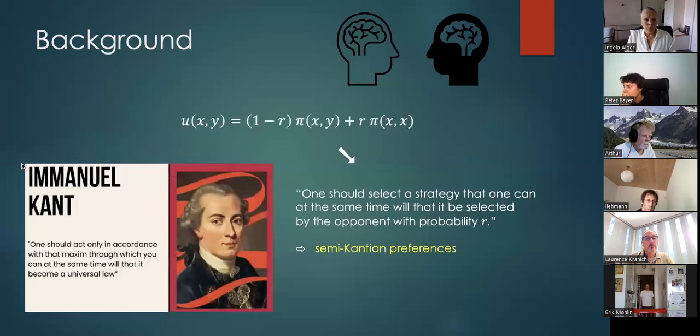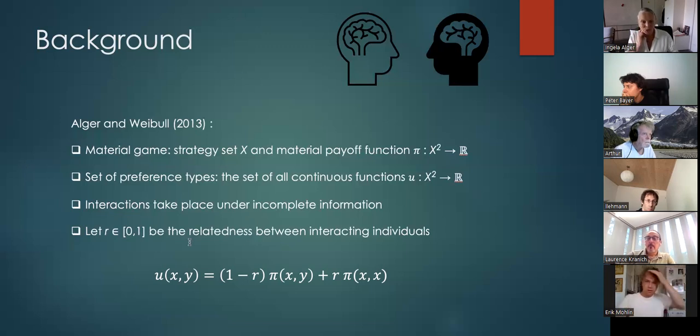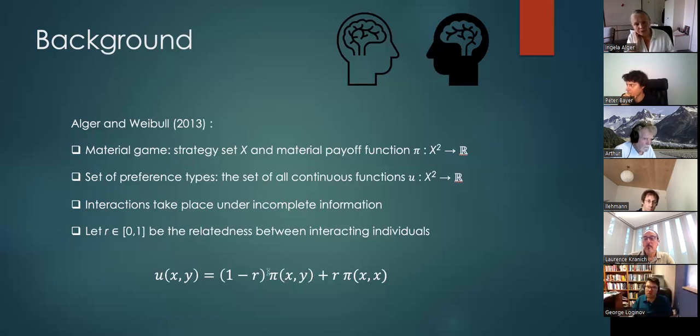Okay, so here we have these two terms. The first term here, pi xy, is the material payoff that accrues to the player playing strategy X when the opponent plays strategy Y. So this is the individual's own material payoff, and this gets a weight of 1 minus R, where R is relatedness. And the second term takes relatedness times pi of XX, which is the material payoff that the individual would get if both individuals were to play X, that is the strategy that the individual himself is playing.